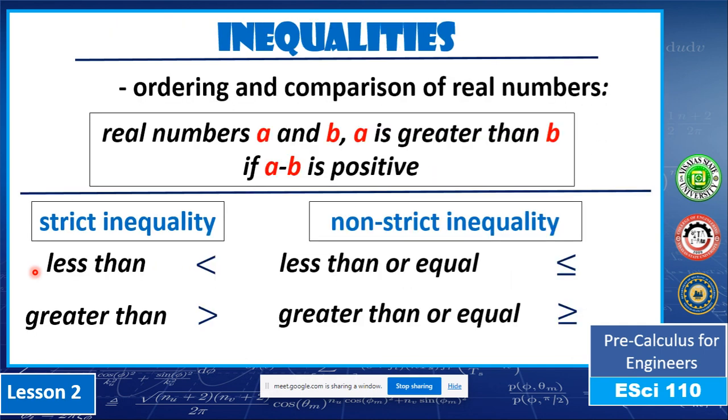Then for our inequalities, let's jump with our inequalities. So when we talk about inequalities, it will determine the ordering and comparison of real numbers. For example, is it true na yung 4 or yung negative 9 is greater than 2? So let's prove it.